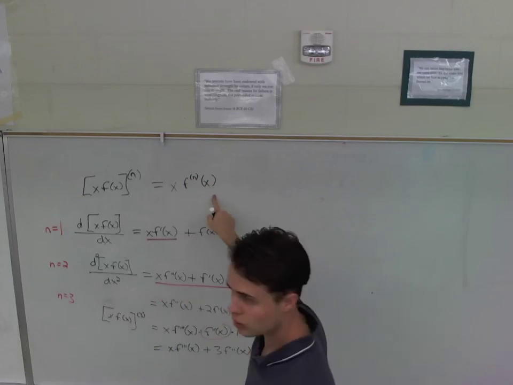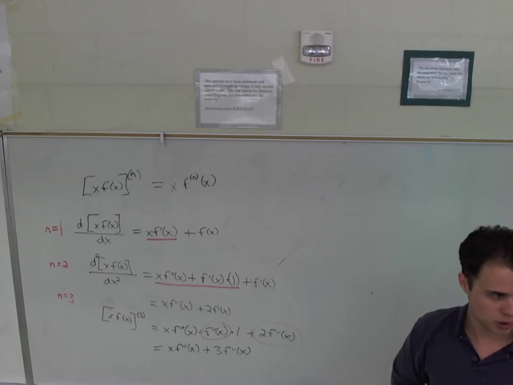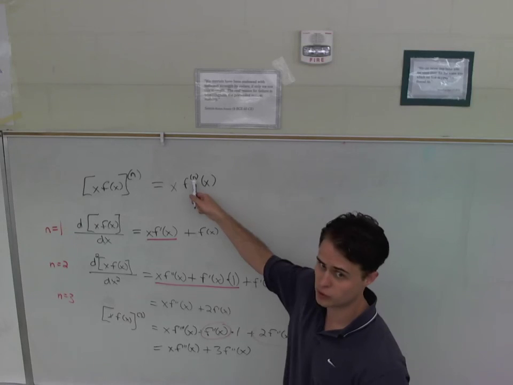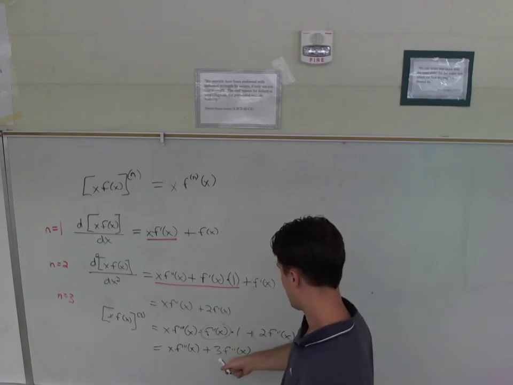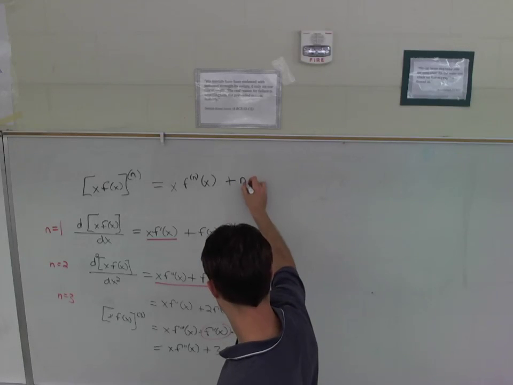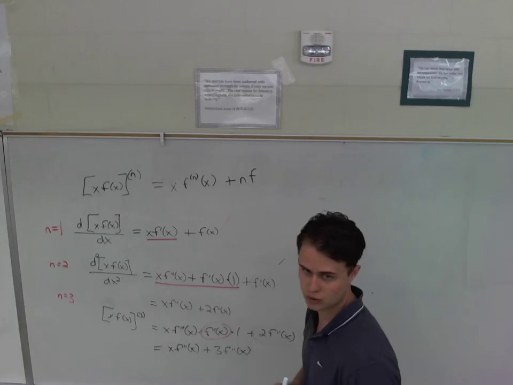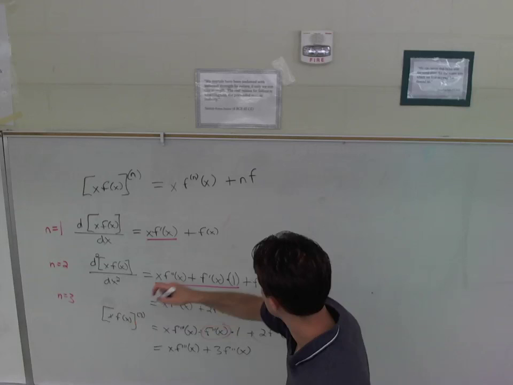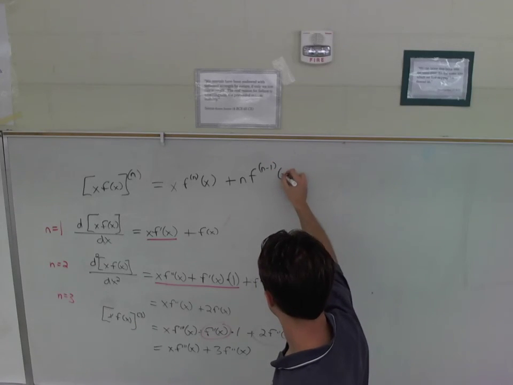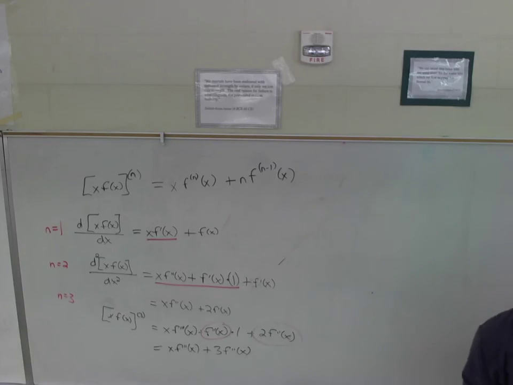Do we agree with that? What Caitlin said: no matter what happens, at the nth derivative, whether it's 5, 6, 7, or 8, you're going to have x times the 5th, 6th, 7th, or 8th derivative, plus n times the derivative that's 1 lower, so the n minus 1 derivative of f of x. And that's it. That wasn't that bad, was it?